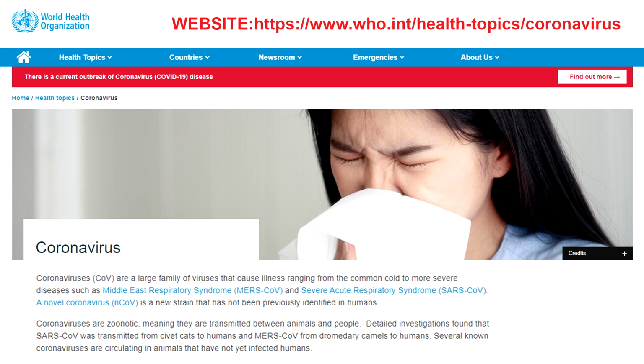So keep wording in mind here. It says it's a new strain that has not been previously identified in humans, which means it could have already been identified elsewhere. Now, it shows you that coronaviruses are zoonotic. So, of course, if it's identified elsewhere, it would mean that they are transmitted between animals and people. Detailed investigations found that SARS coronavirus was transmitted from civet cats to humans, and MERS coronavirus from dromedary camels to humans. Several known coronaviruses are circulating in animals that have not yet infected humans.